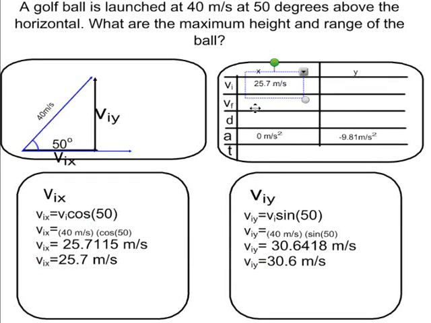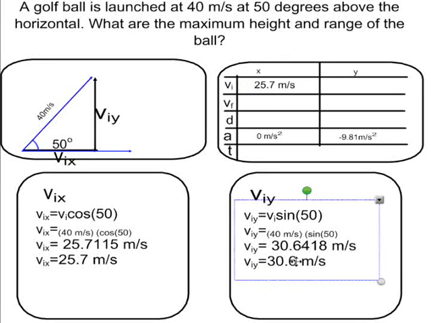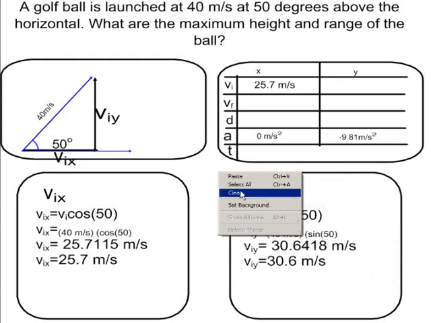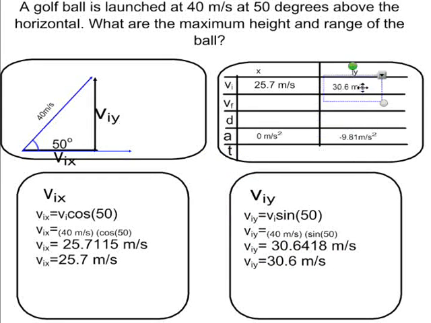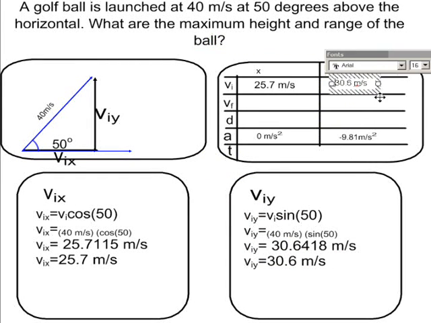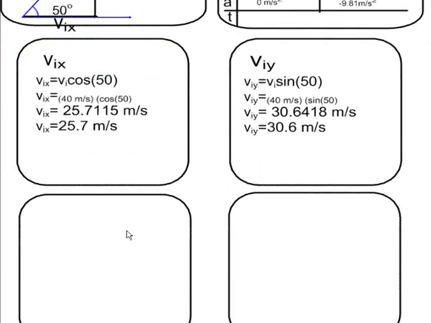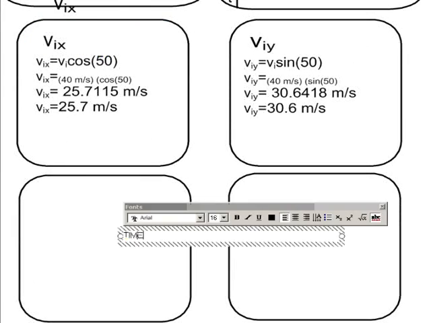So there's my Viy. And what else do we know now that we have these numbers? Well, I can tell you that the x velocity is not going to change. So I can copy that and I can put that in my Vf for x. Remember, there's no acceleration in the x-axis, so that stays the same throughout. Again, my Viy will be negative of the 30.6.